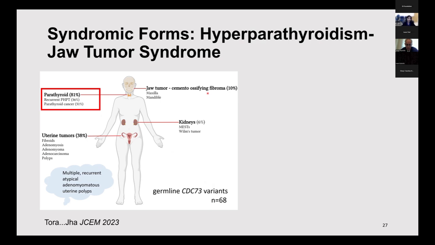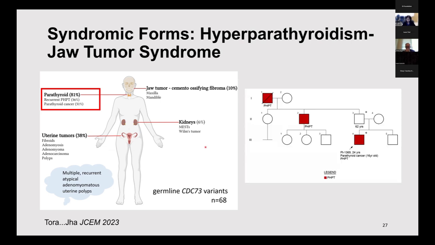The disease gets its name because in the kindred that it was first described in, the primary hyperparathyroidism co-segregated with jaw tumors. However, we know today that jaw tumors are relatively uncommon in the syndrome and are only seen in up to about 10% of these patients. And in addition, these patients also get some of these other tumors. The most intriguing thing about this gene is this incomplete penetrance.